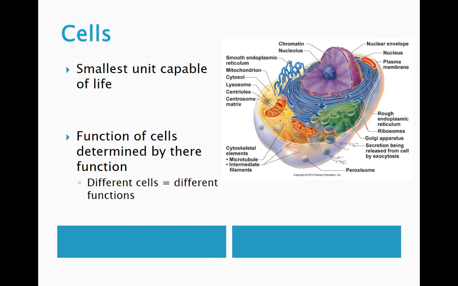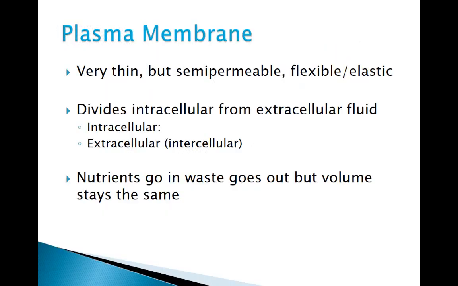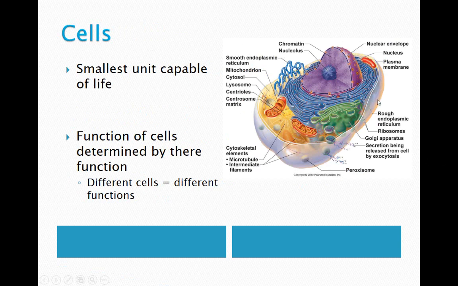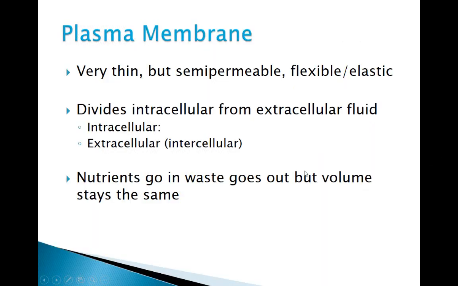And so the first thing that we'll look at here with the cell is the plasma membrane. And so the plasma membrane, if we go back here, this is the barrier, if you will, between the inside of the cell and the outside of your cell. And it is very thin. It is semi-permeable, which means it only allows certain things to move back and forth between it.